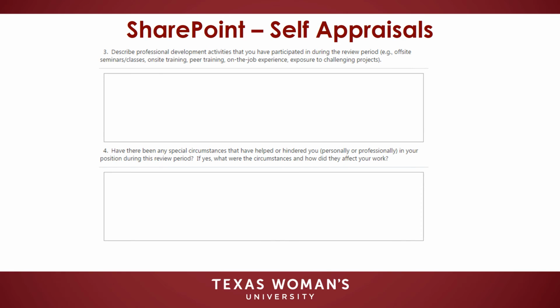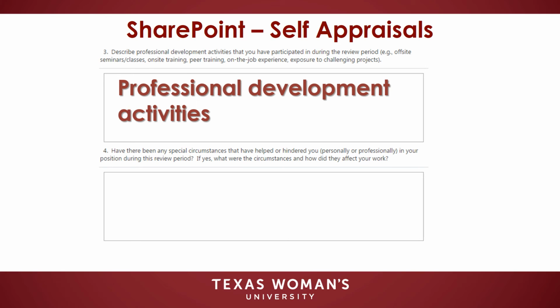So this is the section for employees to communicate that to their supervisor. The third question is about professional development activities. This is on-the-job experience, training, seminars, peer training, any kind of challenging projects that the employee has participated in. This would be the section where the employee would communicate that.